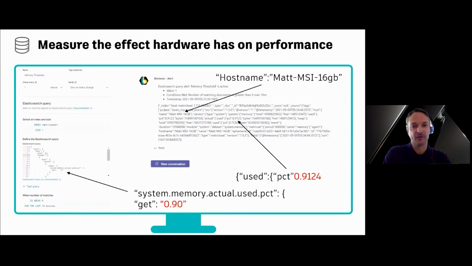This was something I touched on earlier around measuring the effect the hardware has on performance of your users. So on the left-hand side here, this is the alert or action section of Kibana, where we can come in and say, okay, if the system memory usage is over 0.9 or 90%, send me an alert. So this is sending a Teams alert to our Teams channel to say, Matt's computer, which has got 16 gig of RAM, got to 0.91, so 91%.